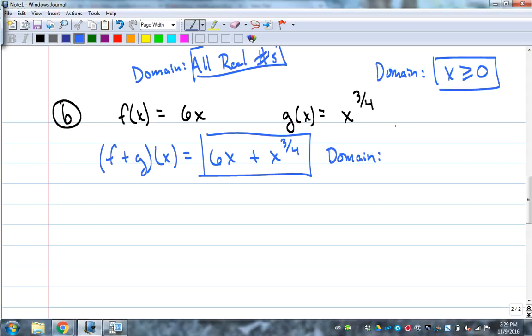The domain is the most restrictive one. Which one of those pieces is restricted the most? X to the 3/4, right? It's the only one that had a restriction on it, right? So the domain of this addition function is going to be the domain of the x to the 3/4 function, which would be x is greater than or equal to 0.